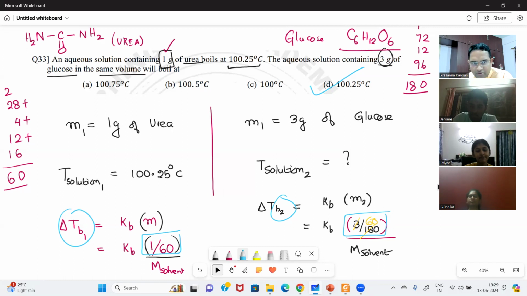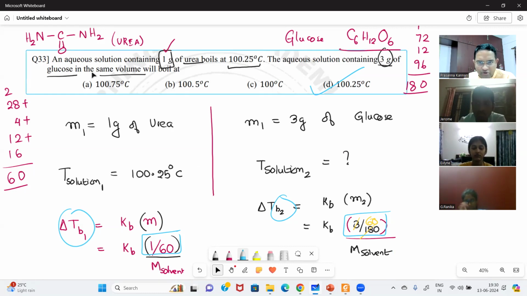Yes, sir. Any doubts, Evelyn? Sir, I just have one question. Here it's mentioned as same volume. They didn't say that the mass of the solvent is the same, right? Correct. So there is an approximation. Ideally, as you rightly said, the mass of the solvent must be given as the same.